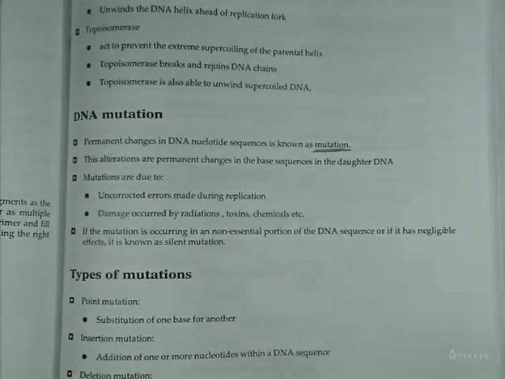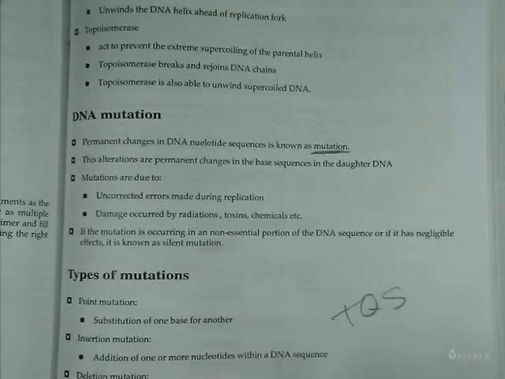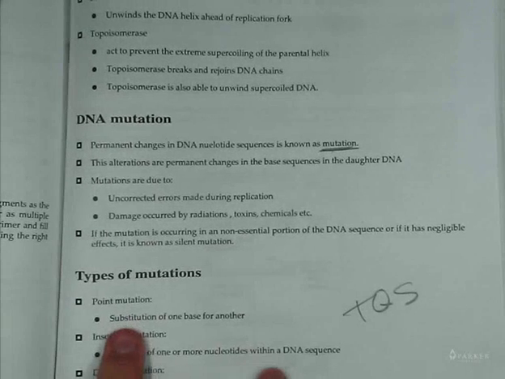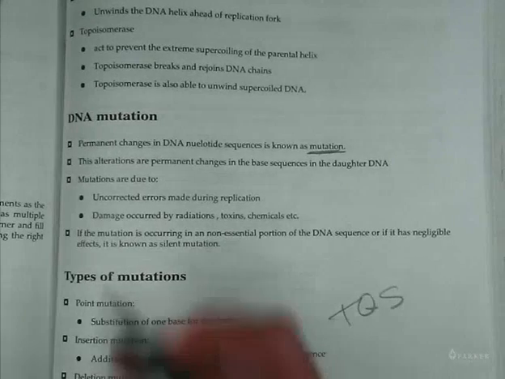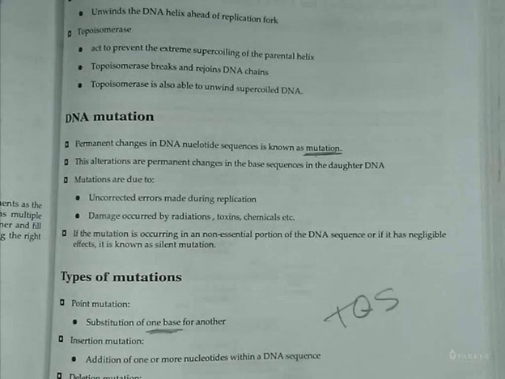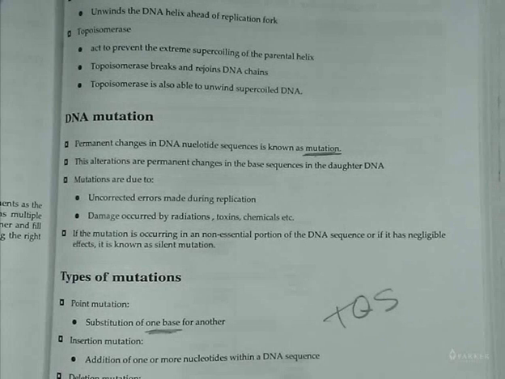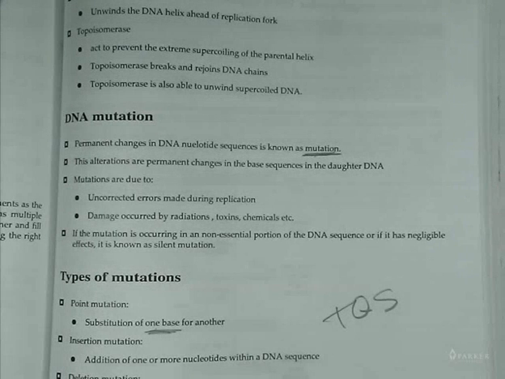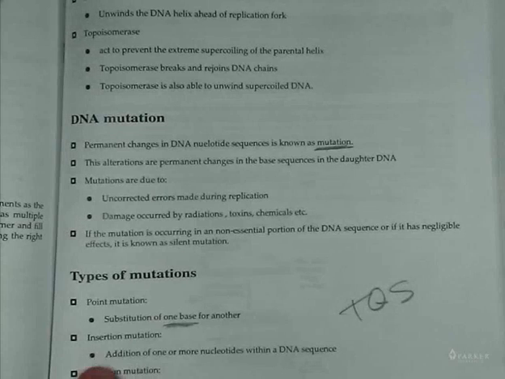Types of mutations, there's different types. 3 main ones, gotta know them. Point mutation is a substitution of one base for another. So that's the one I just talked about where an adenine can become a cytosine, whatever. It just changes one letter.